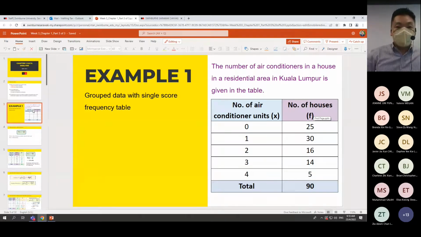Based on this table, you're asked to calculate the mean, mode, and median. We'll start with the mean value. Since this is grouped data, already classified, whereby all the households have been classified into different groups based on the number of air conditioners they have, this question is considered grouped data. Last week we already studied ungrouped data. If you want to calculate the mean value, what is the formula we use? Can you recall the formula for ungrouped data from last week?